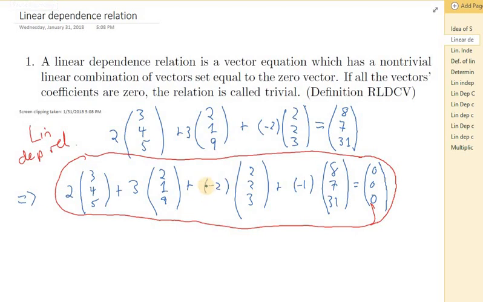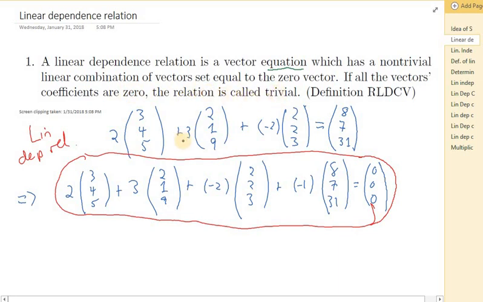So this is the first competency in the linear dependence relation section. So follow along with me. A linear dependence relation is a vector equation which has a non-trivial linear combination of vectors set equal to the zero vector. If all the vectors' coefficients are zero, the vector relation is called trivial.